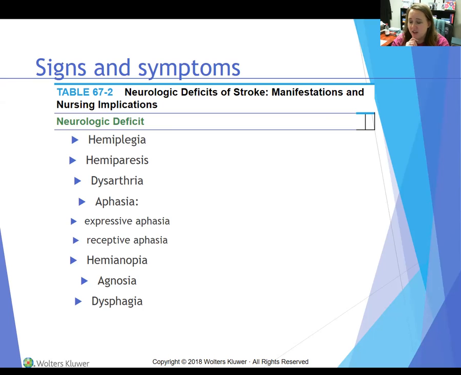So expressive aphasia is the inability to express oneself. So I can comprehend what you're telling me, but I can't get out what I want to say back. And this occurs in the Broca's area. And then the receptive aphasia is the inability to understand the language. So think receptive, like I can't receive the message you're trying to give me. My brain is not receiving that message.